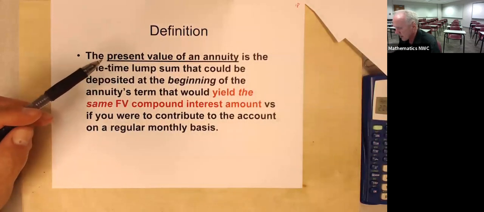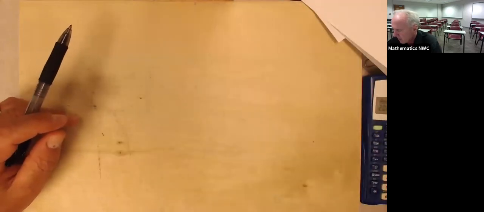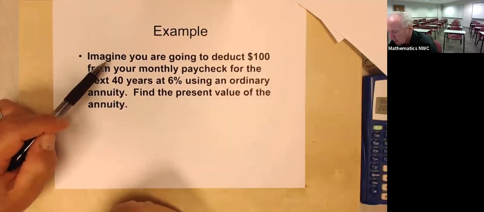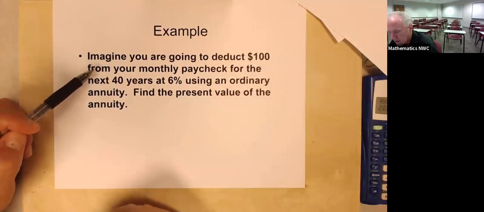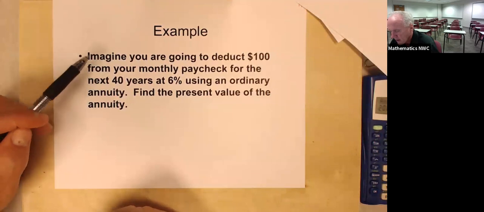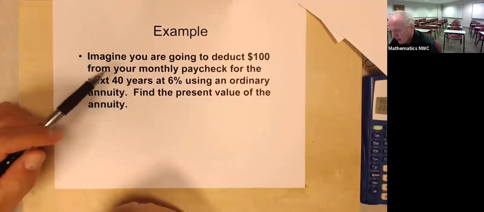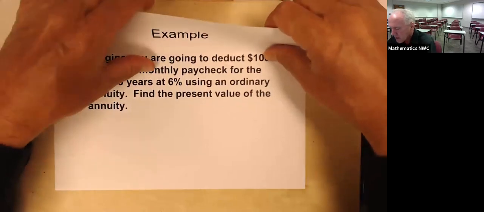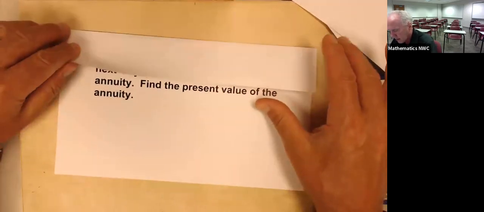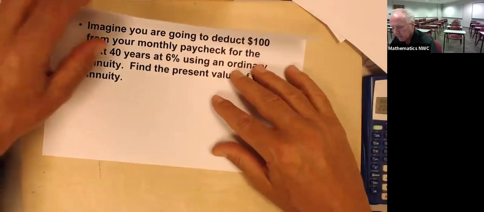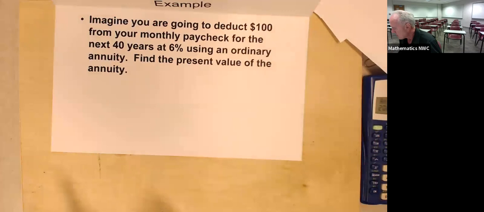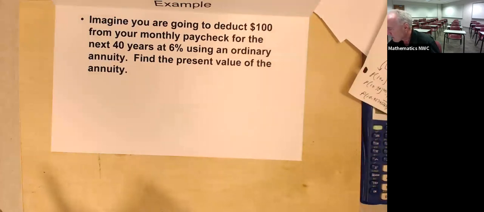Let's take an example. Imagine you're going to deduct $100 from your monthly paycheck for the next 40 years at 6%, using an ordinary annuity. Find the present value of that. I'm going to need just a little more space here. I'm just going to fold this up so I can slide this up a bit. Okay?